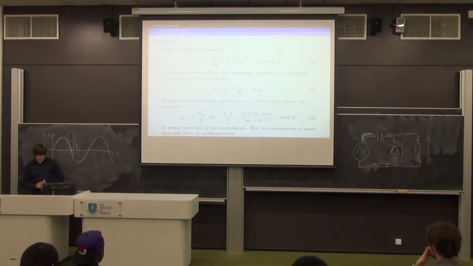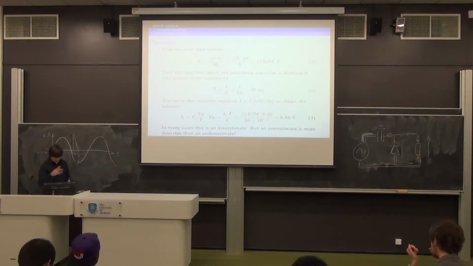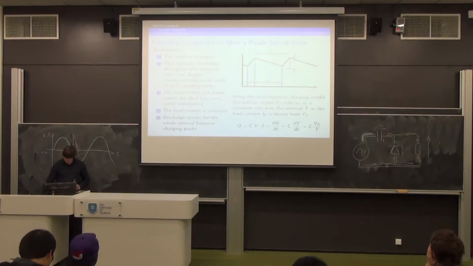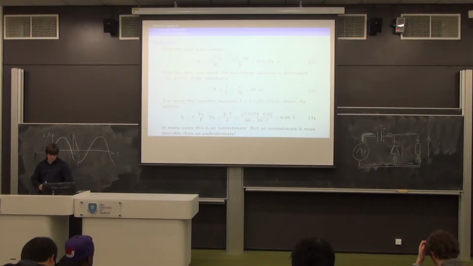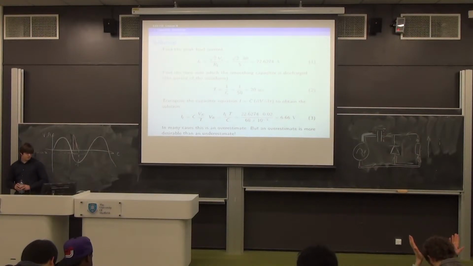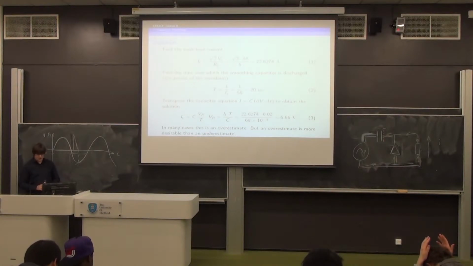So that being the case, we'll use the expression from this slide, which is derived from Q equals CV and I is dQ by dt, and then knowing that I is also C dV by dt, sub that all in and put in some numbers. Load current is C times VR upon T, and VR is IL T upon C. So put in all the numbers and we get out a voltage.